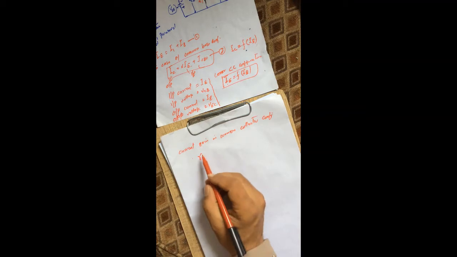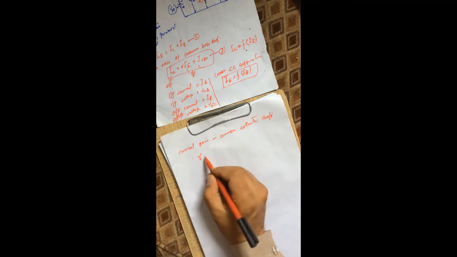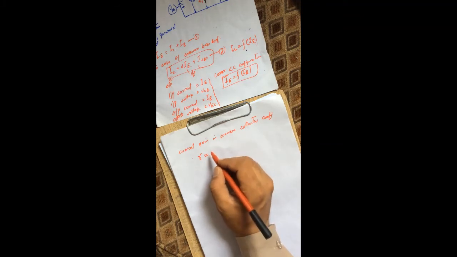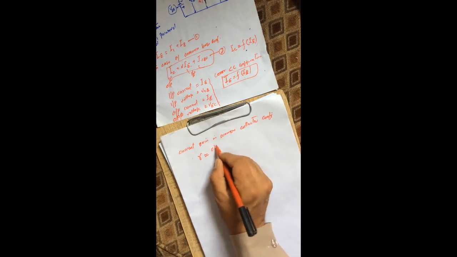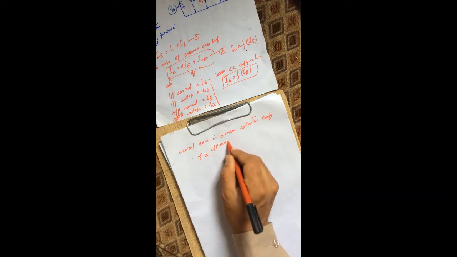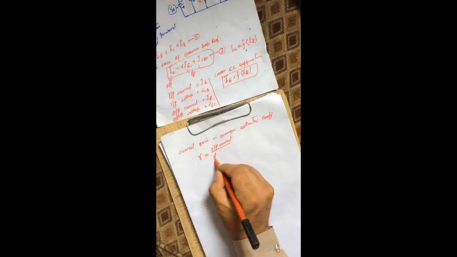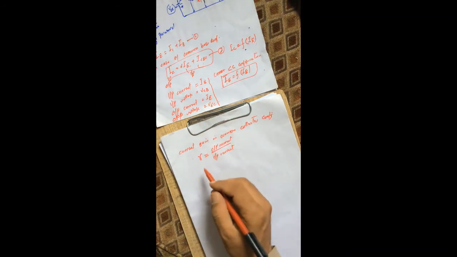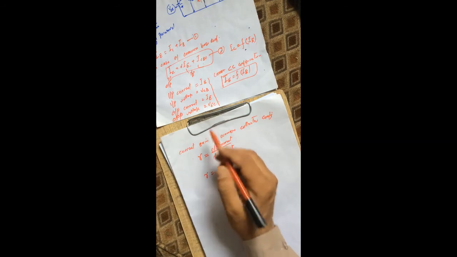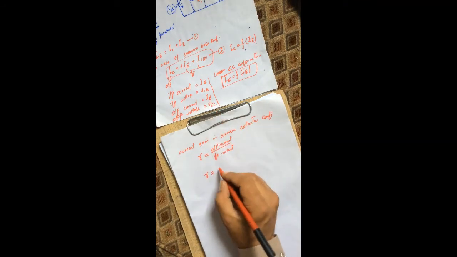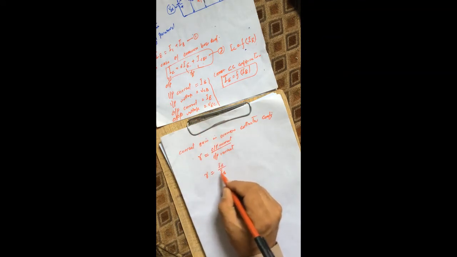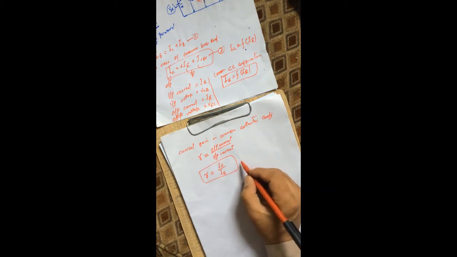This is the current gain in common collector configuration, and this current gain is always defined as the output current over the input current. So in common collector configuration, the output current is IE and the input current is IB. So this is the gain. Now I call it equation number 3.